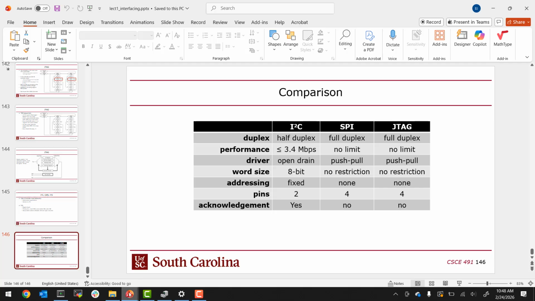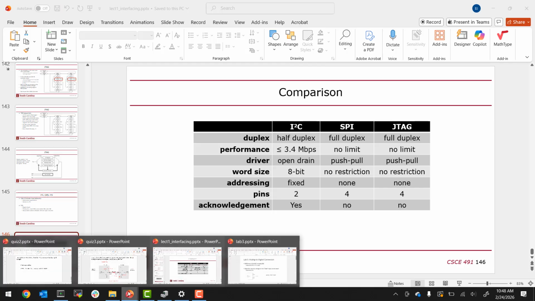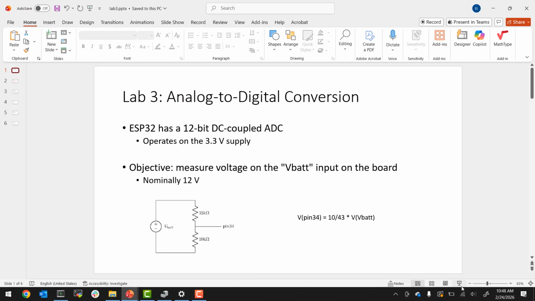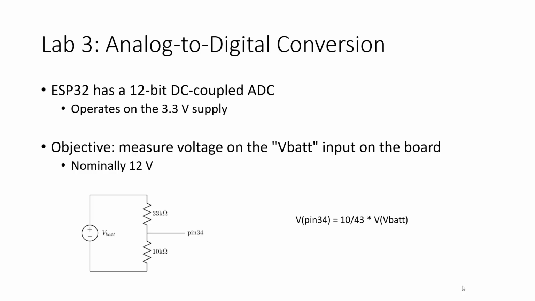All right, so the final thing I want to talk about today is the next lab. This lab is about analog to digital conversion. The ESP32 has a 12-bit DC coupled analog to digital converter. DC coupled means that it can read DC signals. Some chips have an AC coupled A to D, which does analog to digital conversion, but only on sinusoidal inputs.